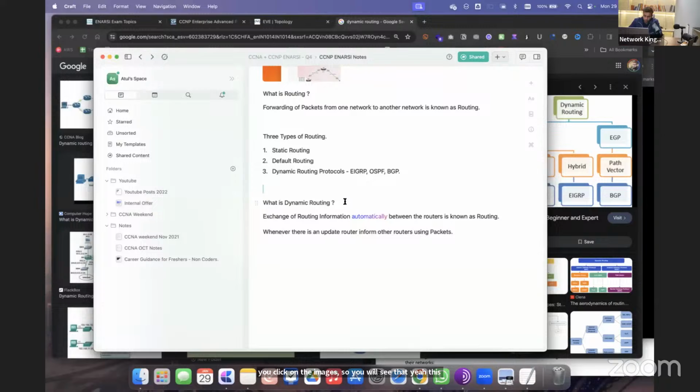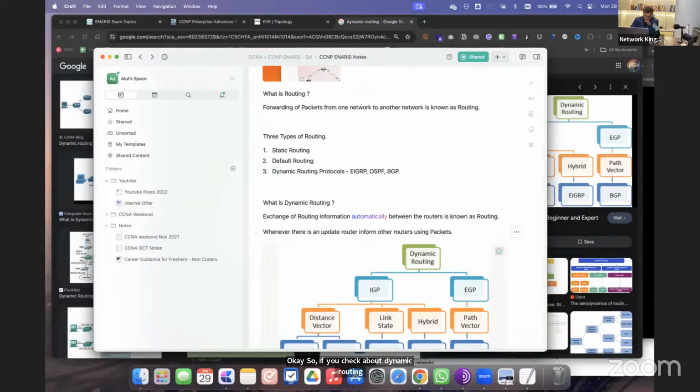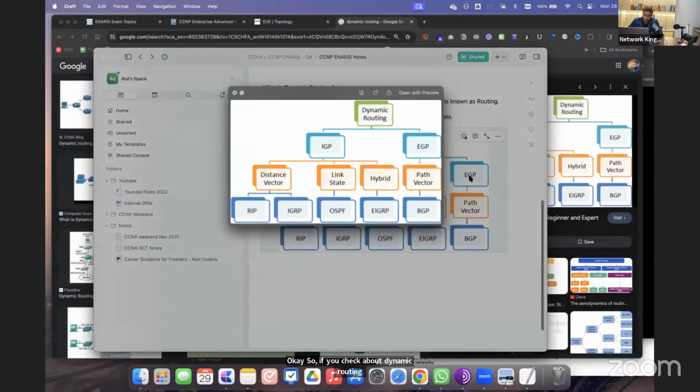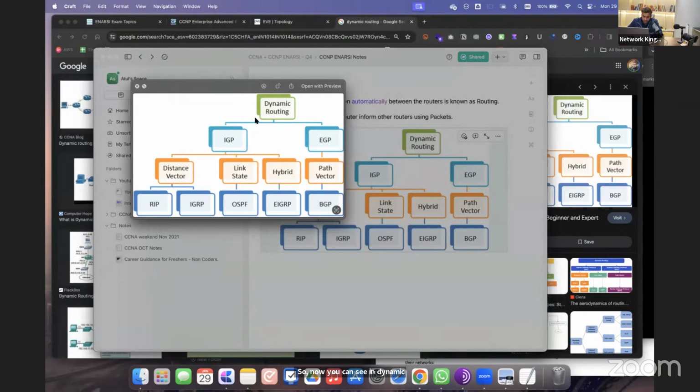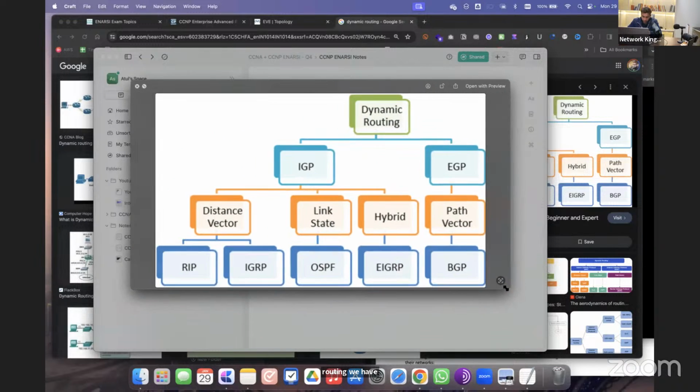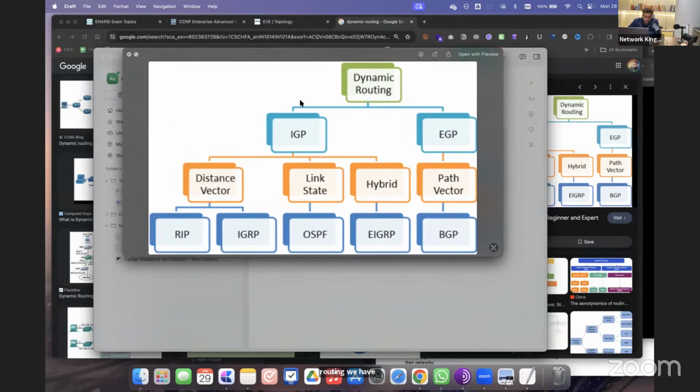Okay, so if you check dynamic routing, it's a big list. Now you can see in dynamic routing, we have IGP and EGP. IGP stands for Interior Gateway Protocol, where interior means the protocols which work inside the company, and EGP stands for Exterior Gateway Protocol. So IGP and EGP, they are categories.